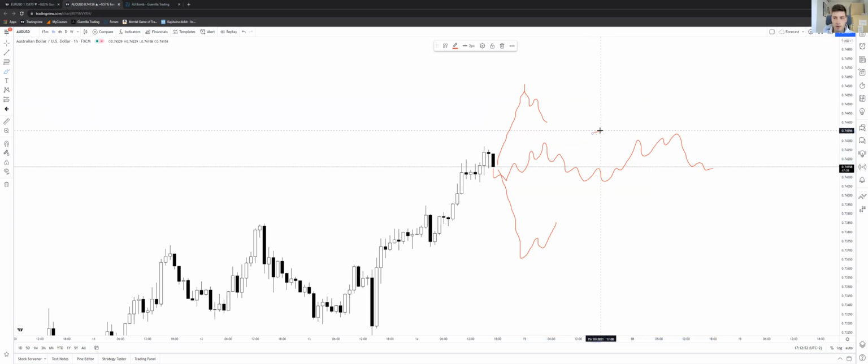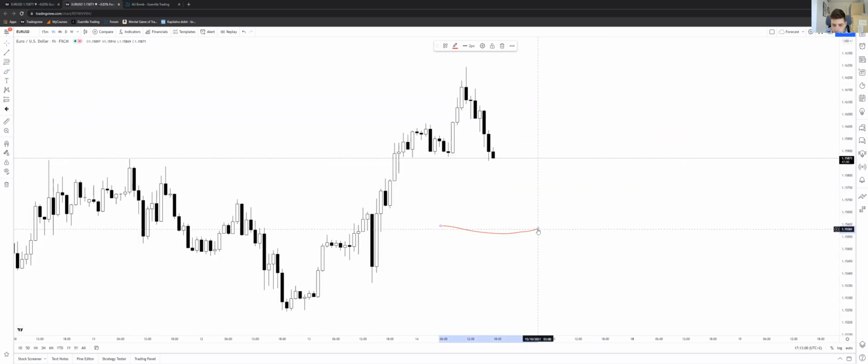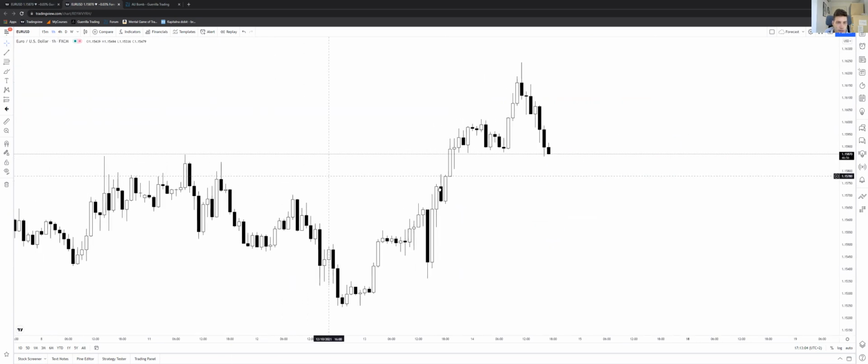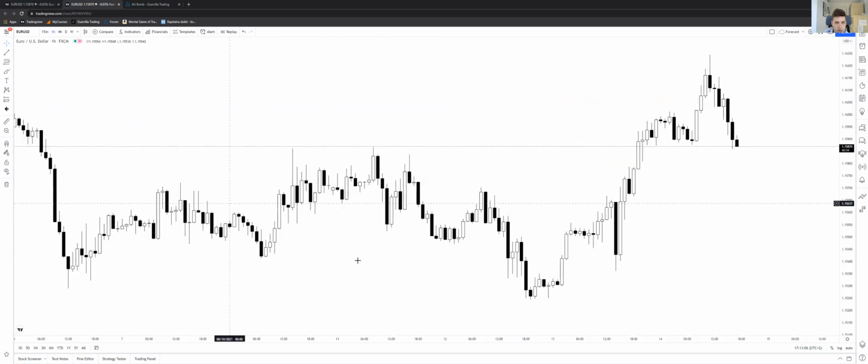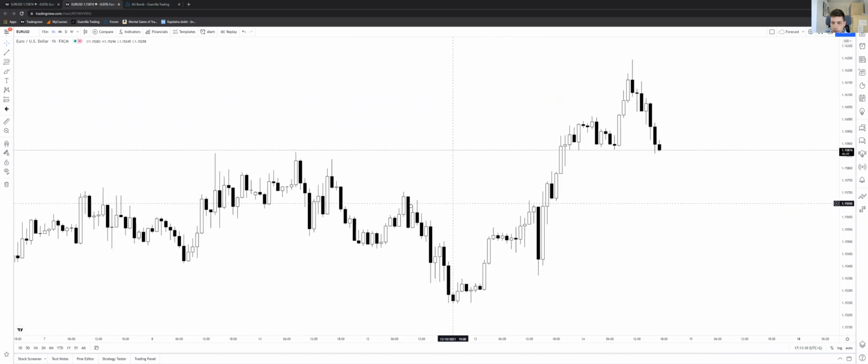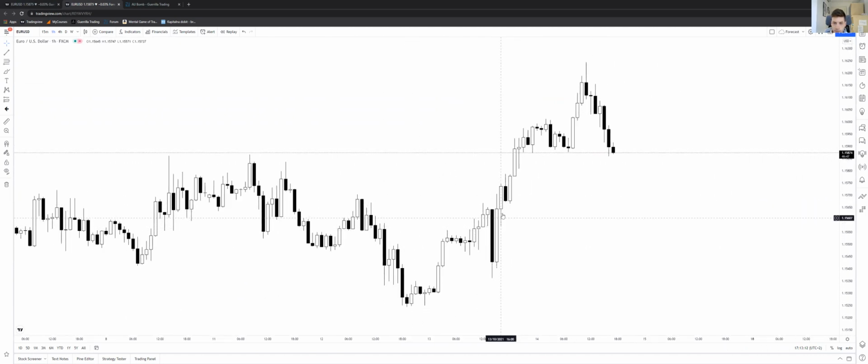Okay, so now for the euro. So the euro is a little bit different. For the euro, we also had this range-to-range price action, which was much bigger than the Aussie, which we talked about yesterday. And then we got this ascending structure, and after it also an impulse.